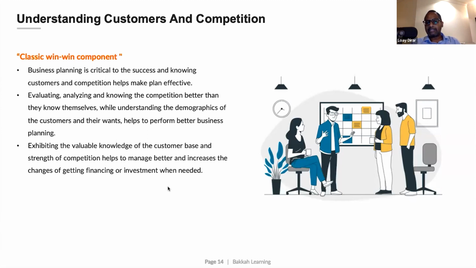So these are the four important players when it comes to developing a business plan that you must look at when it comes to dealing with them, and these are the four important stakeholder groups.